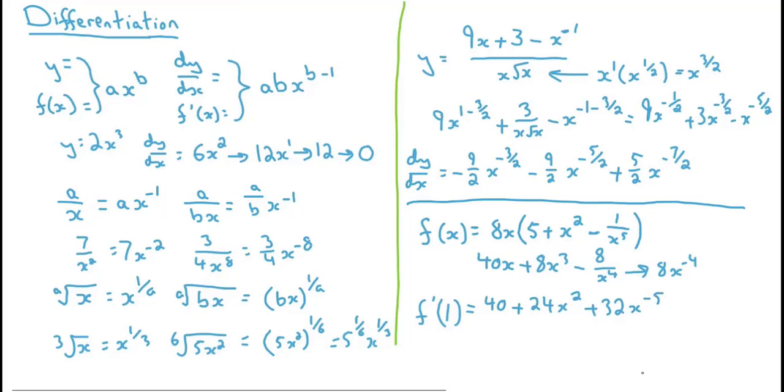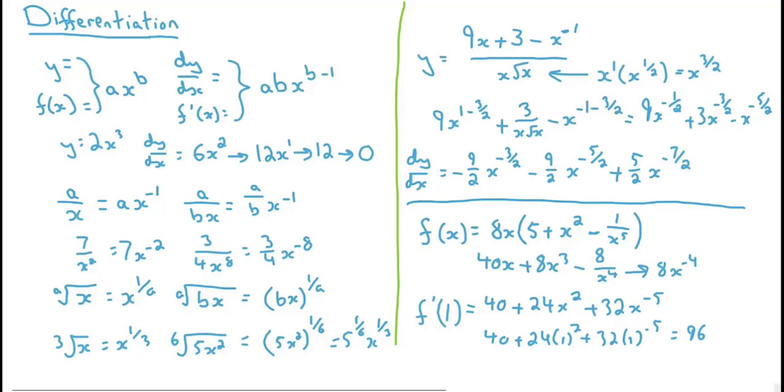I keep saying we're going to replace with 1. Well, that's what we do with functions. Whatever you have in the bracket, the letter, in this case x, gets replaced by that. So we'll have 40 plus 24 times 1 squared, plus 32 times 1 to the power of minus 5. If you put that into your calculator, you should get a value of 96.